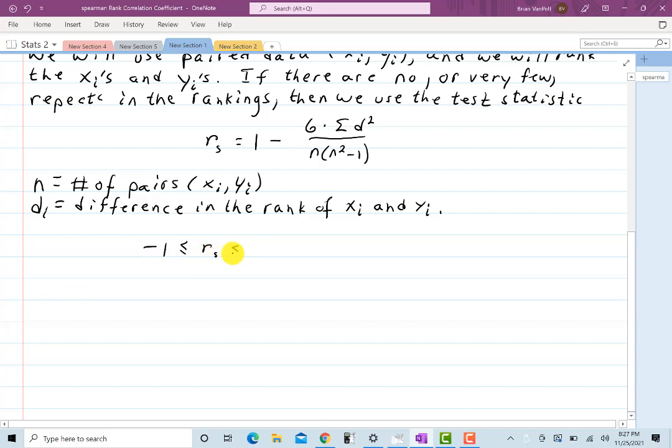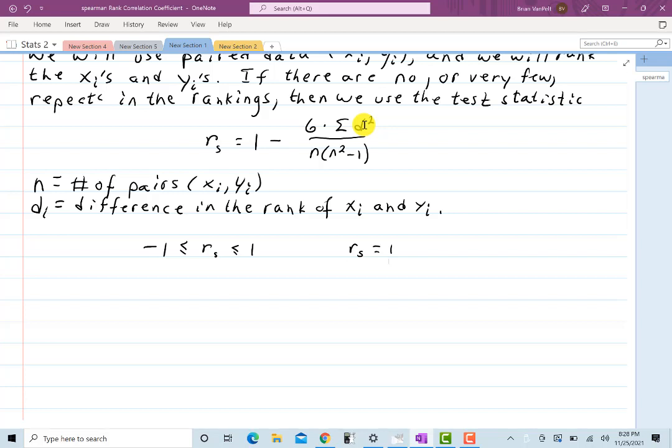Now, a couple of things that you need to know are, for one, R sub S goes anywhere between -1 and 1, including -1 and 1. In fact, if r sub s is equal to 1, that means this whole chunk has to be 0, which means that this sum of d squares is equal to 0. But each of these is a non-negative number, because you've squared it. And if you add up a bunch of non-negative numbers and you end up with 0, that means each and every item in that sum had to be 0. So this means that every single difference in the rankings is 0.